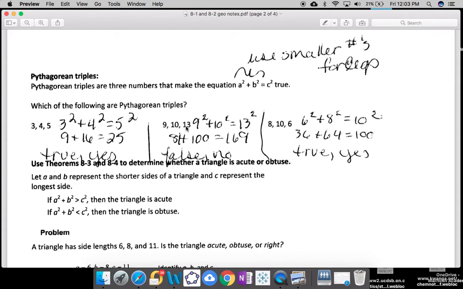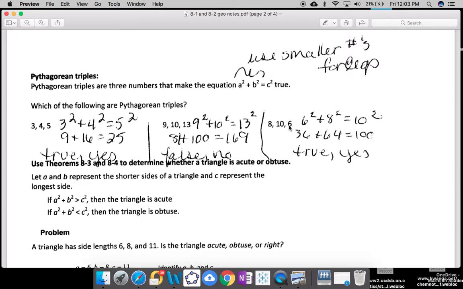How about 9, 10, and 13? Well, 9 squared plus 10 squared is 181. 13 squared is 169. False. No, those three measurements do not make a right triangle. They are not a Pythagorean triple.